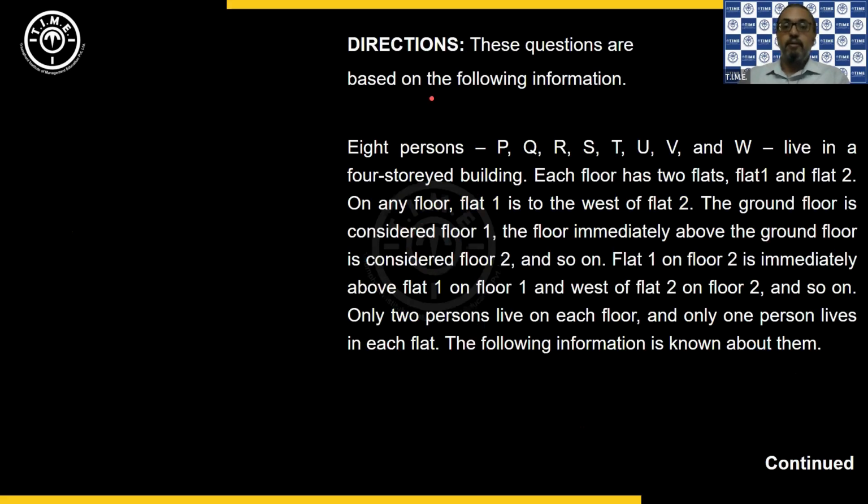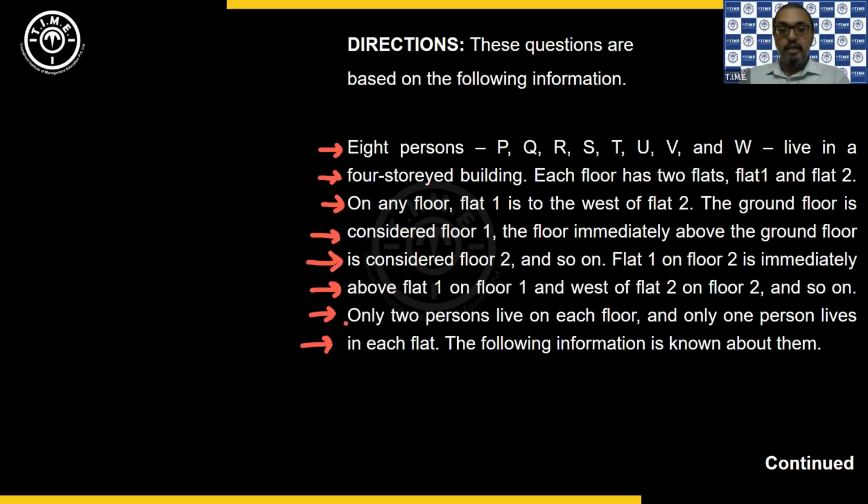The next one we have is 8 persons live in a 4-storied building. Each floor has 2 flats, flat 1 and flat 2. On any floor, flat 1 is west of flat 2. West is nothing but left side. And he says ground floor is considered floor 1, floor immediately above ground floor is floor 2, and so on. Flat 1 on floor 2 is immediately above flat 1 on floor 1, and west of flat 2 on floor 2, and so on. Only 2 persons live on each floor and only 1 person lives in each flat.